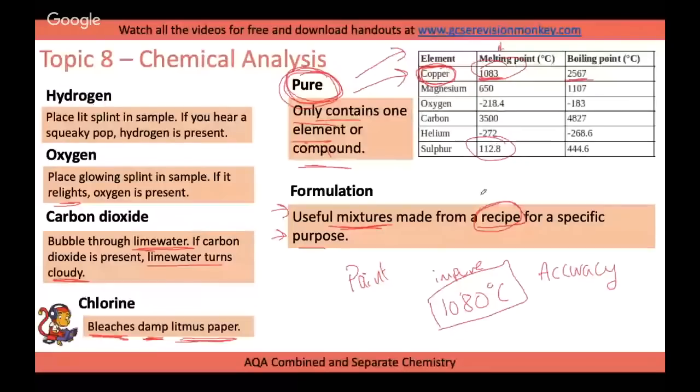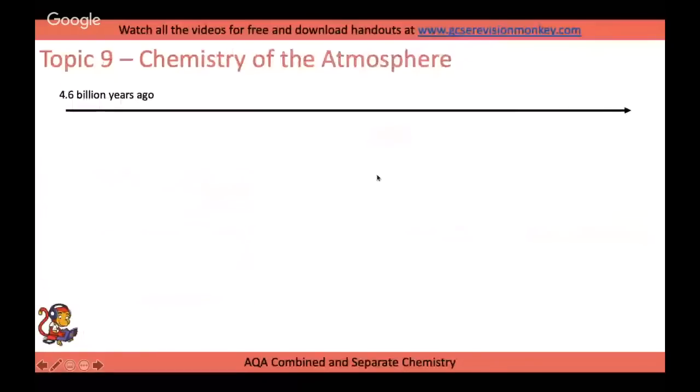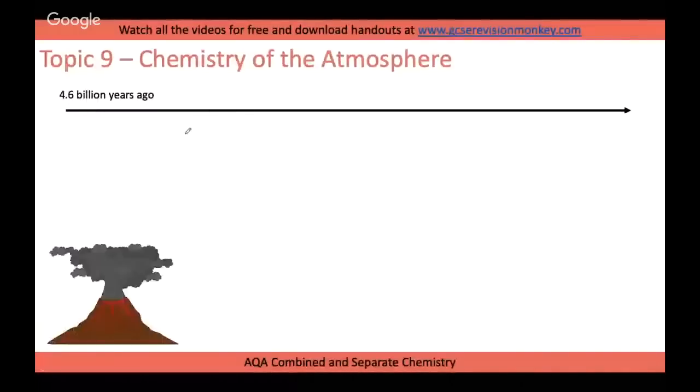So, chemistry of the atmosphere then. Scientists believe that the Earth began around 4.6 billion years ago. At that time, there was lots of volcanic activity, releasing gases such as nitrogen, carbon dioxide, ammonia, which is NH3, carbon dioxide, methane into the atmosphere. And the early atmosphere was very much like that of Mars and Venus today.